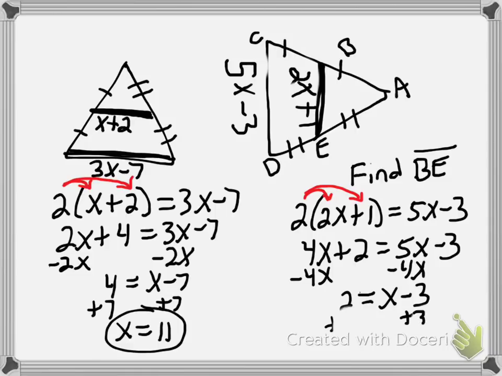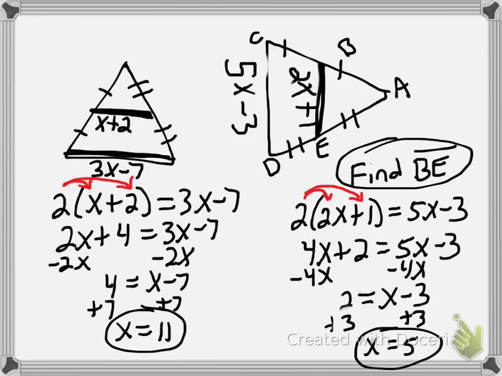So adding 3 to both sides. So in this case, I get that x is equal to 5. Well, that's all well and good. But the question wasn't asking us to find x. It's saying find b to e. So be careful with these problems. Make sure that it's finding what you're looking for.